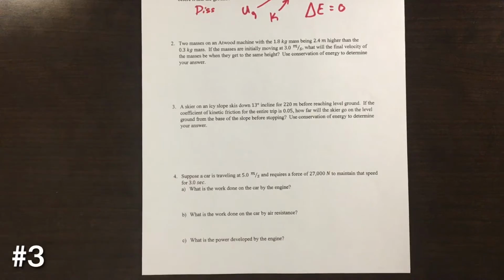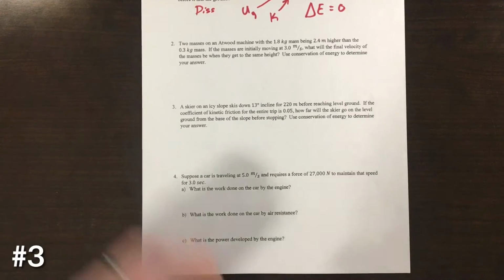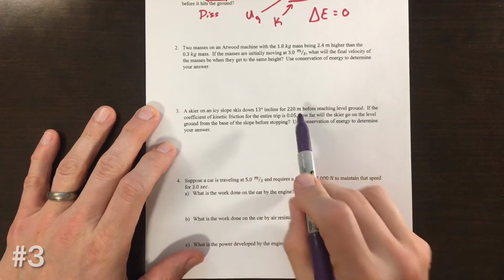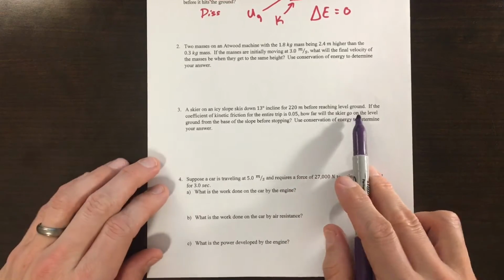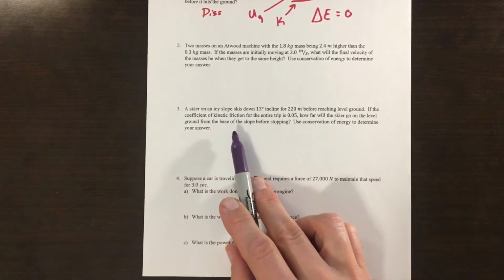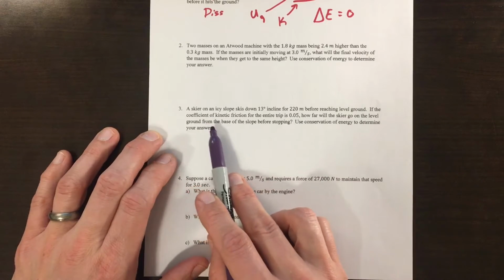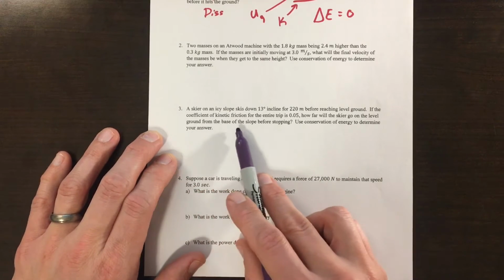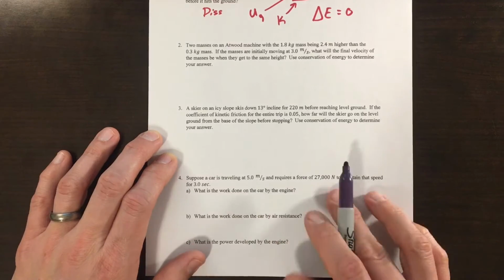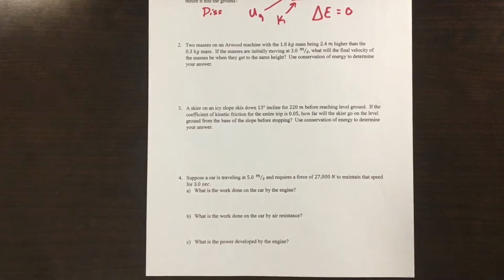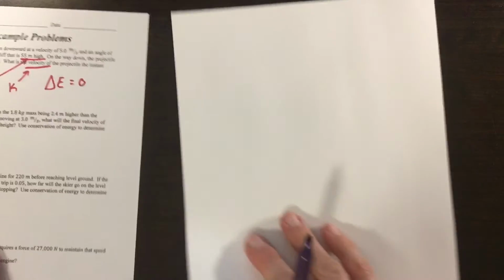Next question, number 3. It says a skier on an icy slope skis down a 13-degree incline on 220 meters before reaching ground level. If the coefficient of kinetic friction of the entire trip is 0.05, how far will the skier go on the level ground from the base of the slope before stopping? And use conservation of energy. Okay, so we're going to have dissipated energy effectively.